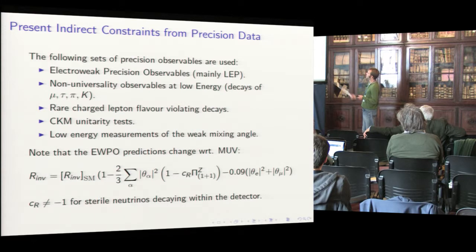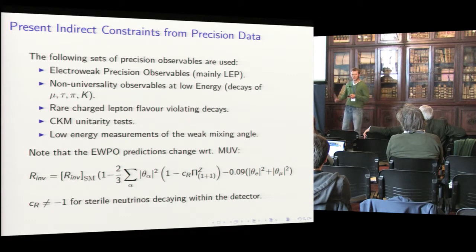These are the present indirect constraints. This is reminiscent of what I did in Paris last year. This time the neutrinos are below the Z mass pole. So naively, one would think that you restore your unitarity and your invisible width is not anymore an observable, but it's not that straightforward actually. First of all, if you work it out, you realize that the phase space factor comes into the picture, and the unitarity is being restored if it becomes one.